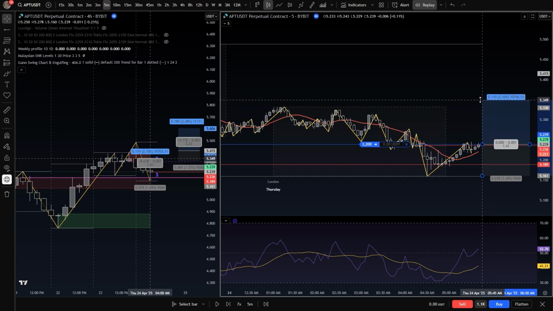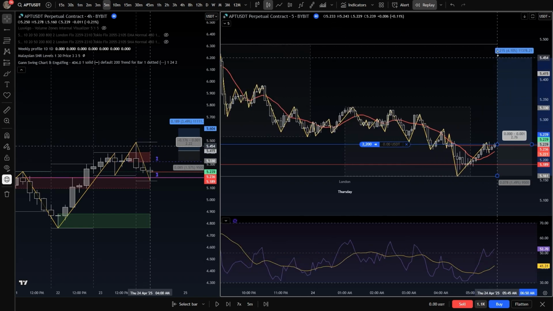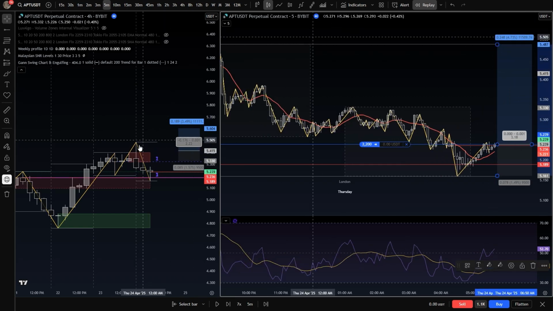Another option would be to go with a buy stop here above the last candle's high. If we target a previous resistance level, we get a risk to reward of 1 to 1.4. But as you can see, in this trade we can go way higher than that if we target the previous swing high.